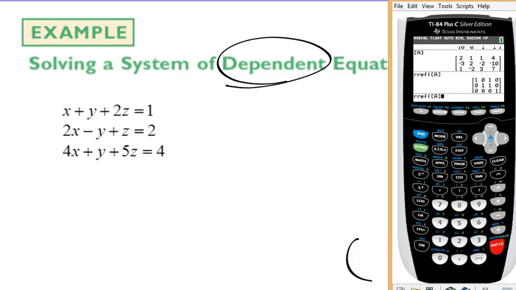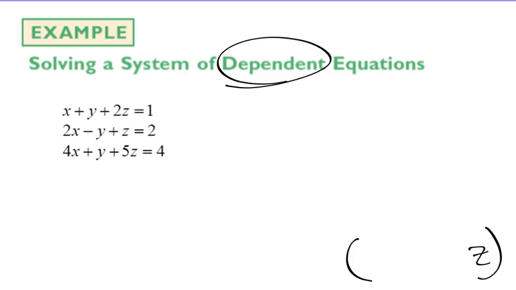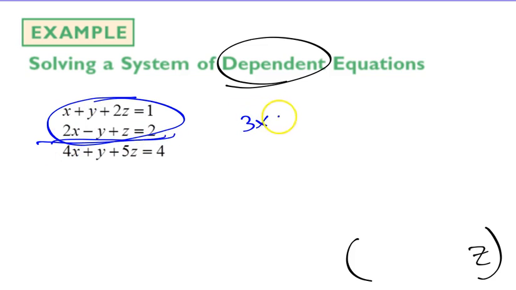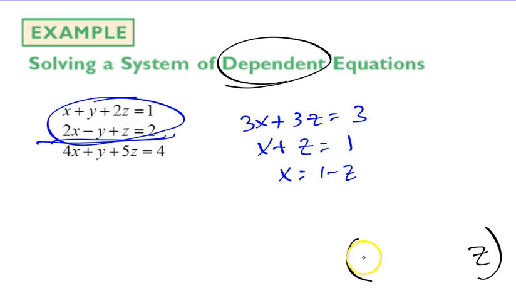I'll do a recall since I already have up. The bottom row says it's 0, 0, 0, 0. So that means there's infinitely many solutions. To write this in parameter form, I'll do a little solving. Looks like from the first two rows it's really easy to eliminate the y's if I just add them. So 3x plus 3z is equal to 3, and that means x plus z equals 1, and therefore x is 1 minus z.